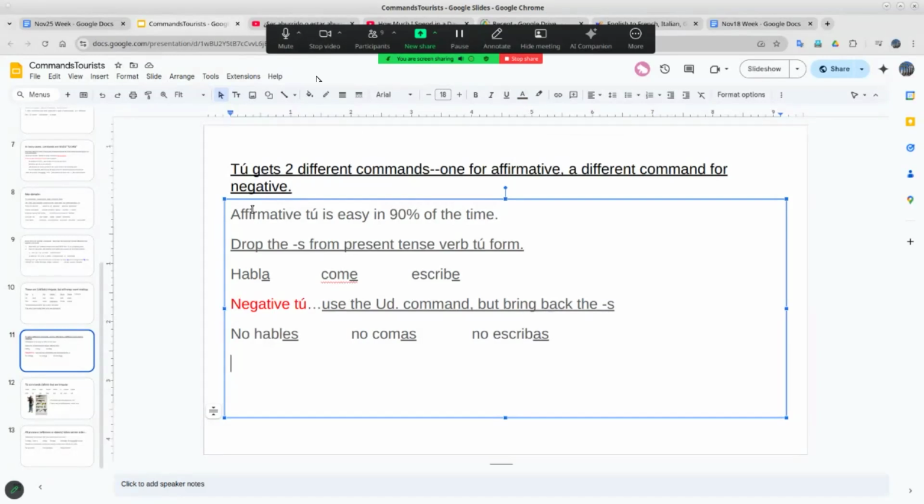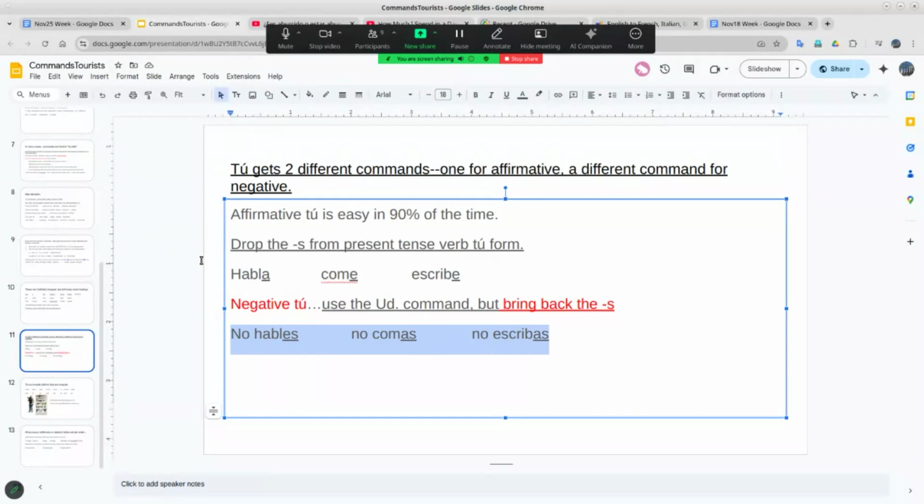So negative tú obeys the same rules as usted and ustedes, but you bring back the S at the end. Instead of cutting off the S like you did up here, we bring back the S. Habla, come. You follow what we're saying here, right? But we use the opposite vowel. So it won't be no hablas, it'll be no hables.